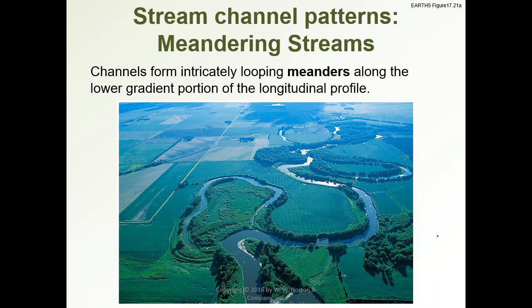The other type of stream is a meandering stream. This occurs in the lower gradients, and we have a single channel that weaves back and forth in a sinuous pattern. And so we will talk about these more a little bit later, but I wanted to make sure that I introduced those two terms early on in this process.